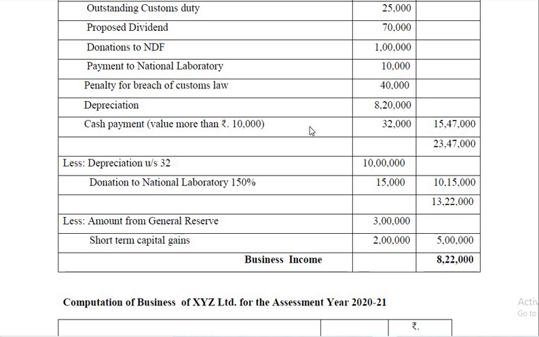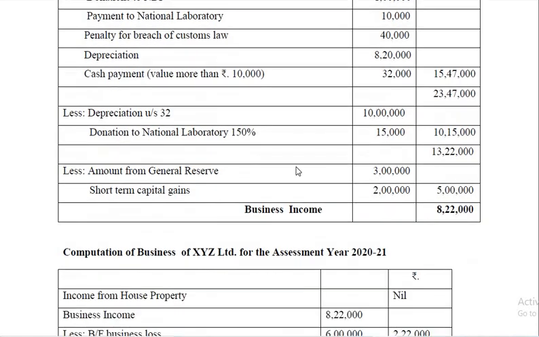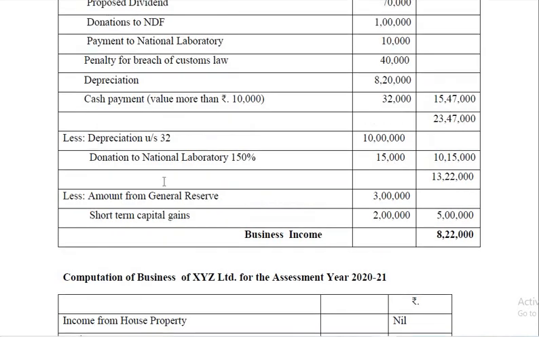Cash payment more than 10,000, so entire amount is disallowed. And items of deduction, depreciation as per section 32, 10 lakh. Donation to National Laboratory, 150% of 10,000, that comes to 15,000. Total deduction 10 lakh 15,000 from 23 lakh 47,000. And you get 13 lakh 22,000.